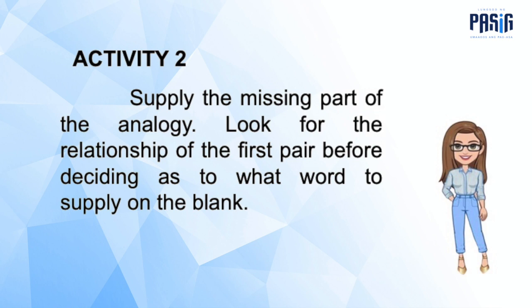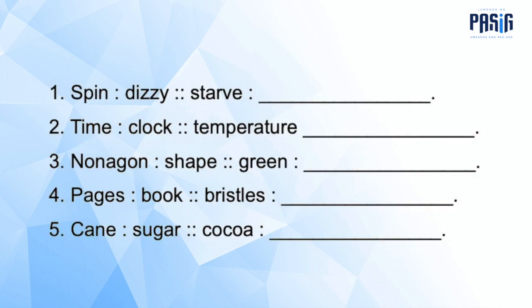Activity number 2. Supply the missing part of the analogy. Look for the relationship of the first pair before deciding what word to supply on the blank. Number 1. Spin is to dizzy as starve is to blank. Number 2. Time is to clock as temperature is to blank. Number 3. Nonagon is to shape as green is to blank. Number 4. Pages is to book as bristles is to blank. Number 5. Cane is to sugar as cocoa is to blank.